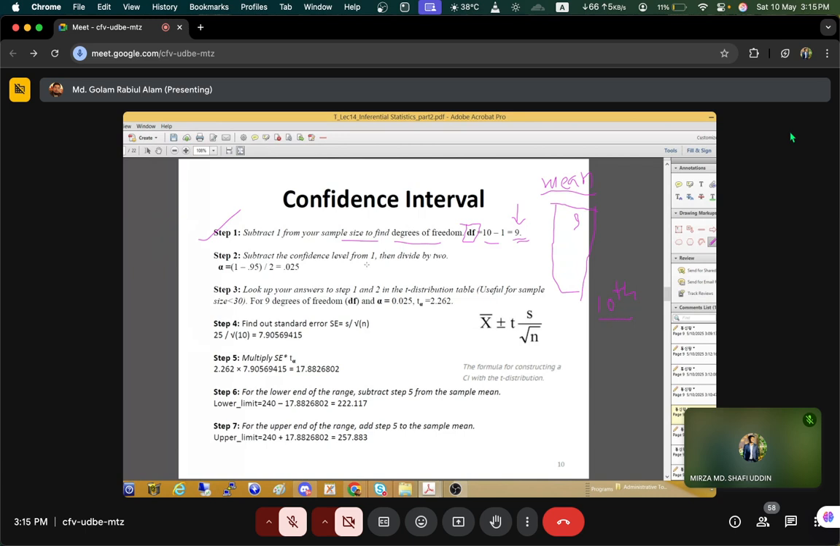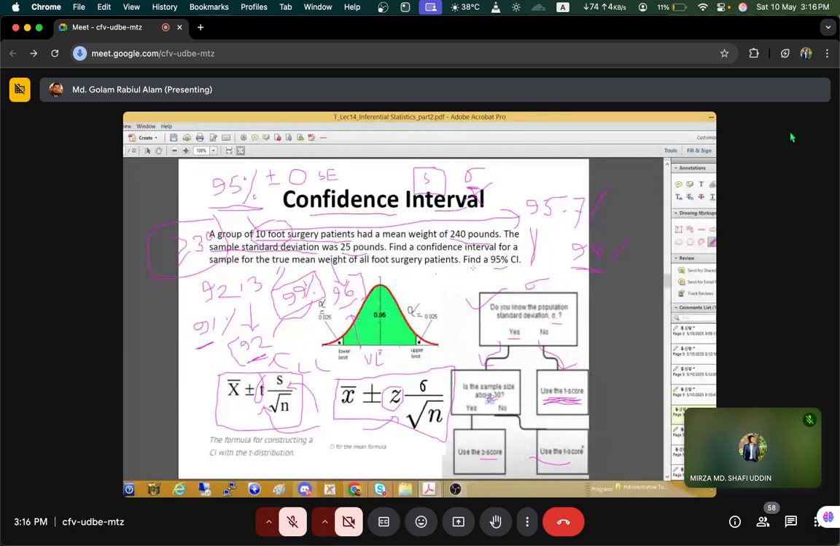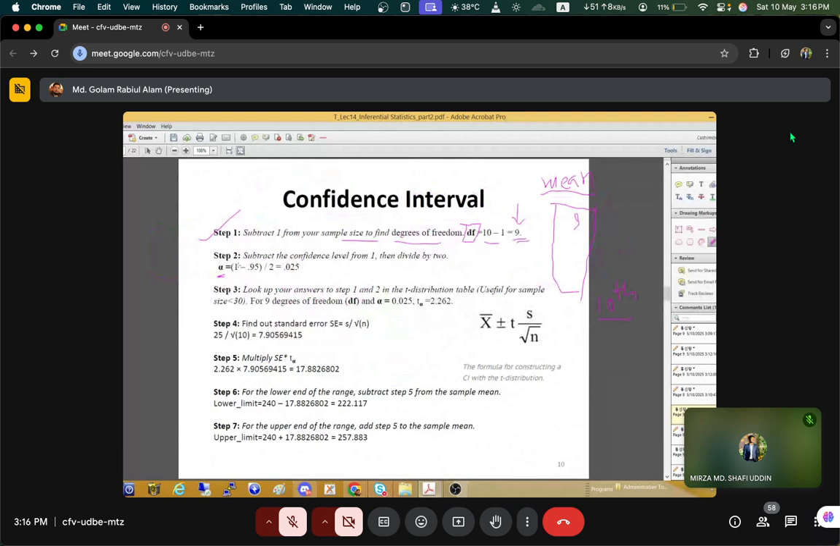And then subtract the confidence level from 1, then divide by 2, to find out the alpha. This is called the alpha, the significance level. So 1 minus 0.95, because it is mentioned we have a 95% confidence level. So 1 minus 0.95, divided by 2.